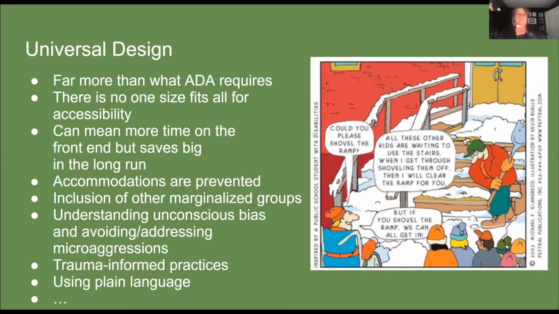And obviously, like Stacy was saying, this isn't just about inclusion of disabled people. The concept of universal design was created by a physically disabled architect who was talking about physical space and how centering disabled people in the creation of physical space creates more inclusion for everyone. But universal design isn't just about that. It's about understanding unconscious bias. It's about avoiding all the ways that we unintentionally create microaggressions. It's about trauma-informed practices. It's about using plain language.